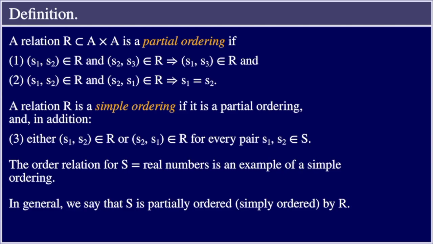A relation R is a simple ordering if it is a partial ordering, and in addition, 3. either the pair (S1, S2) is a member of R, or the pair (S2, S1) is a member of R, for every pair S1 and S2 in S. The order relation for S equal to the real numbers is an example of a simple ordering. In general, we say that S is partially ordered, or simply ordered, by R.